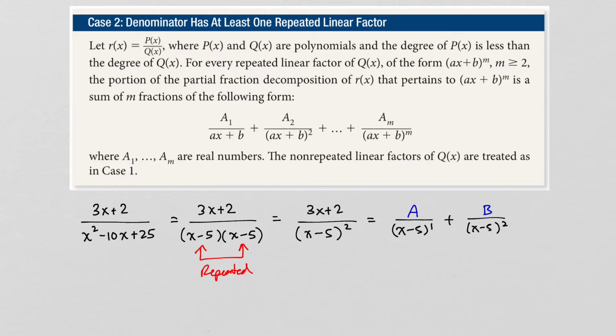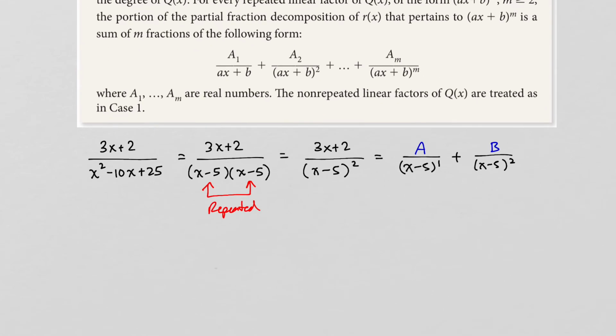Let's consider another example. So here we have the fraction 5x squared plus 3x minus 4 over x minus 3, that's to the first power, times x plus 4 to the third power. So here we have a distinct linear factor, x minus 3. It's not repeated because the power here is 1. But then the other linear factor, x plus 4, is raised to the third power. So what would the partial fraction decomposition look like for this?